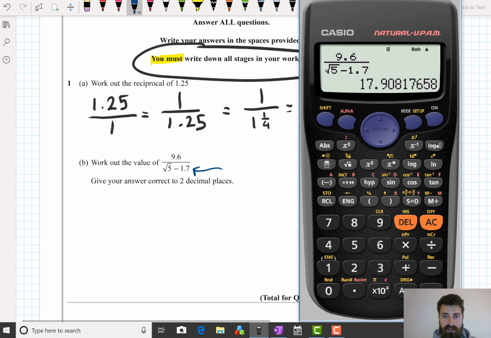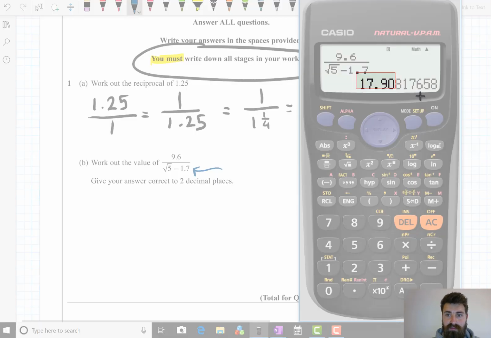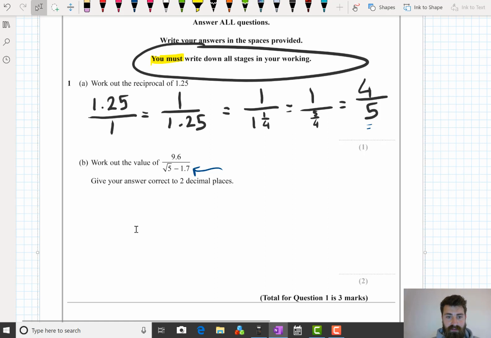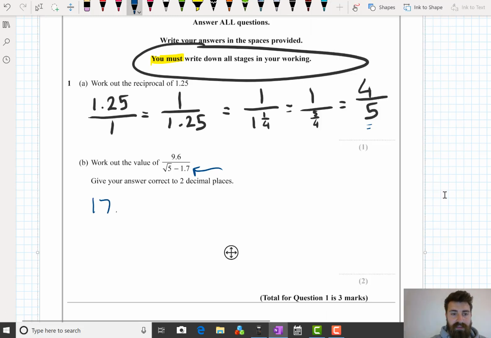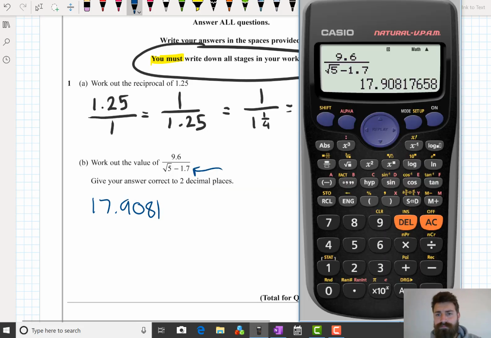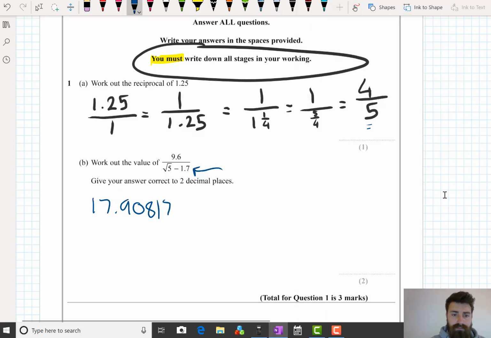17.90817658. Could I just be cheeky and print screen that rather than writing it out? Does that work? Doesn't work. Right, not that technological. 17.9081, 7658. Yes, I'm writing out the whole number because it's a 2 mark question. 1 mark for writing out the correct answer, so the unrounded version. And I will then get my second mark because it says give your answer correct to 2 decimal places. There's 2 decimal places. Look to the right. The 8 will round up the 0. 17.91. That's my rounded answer.